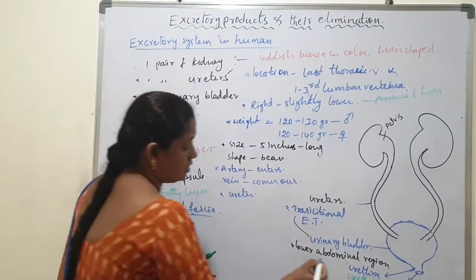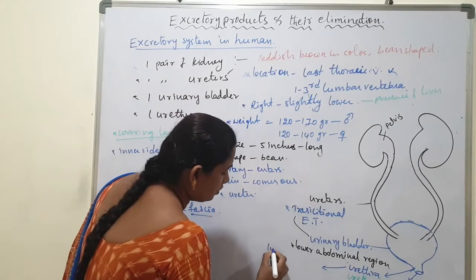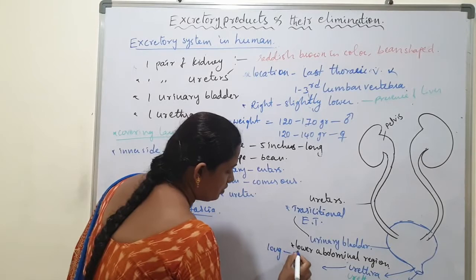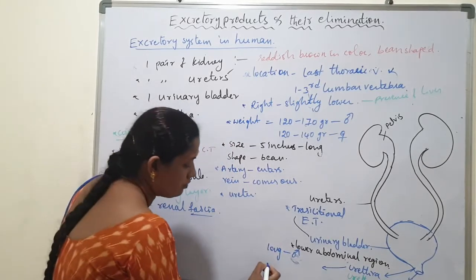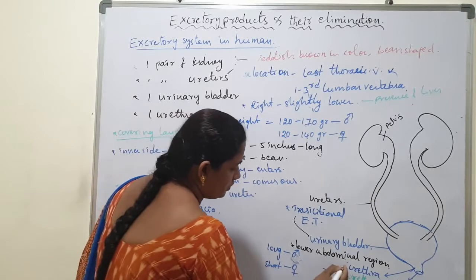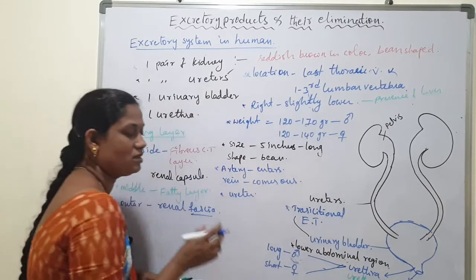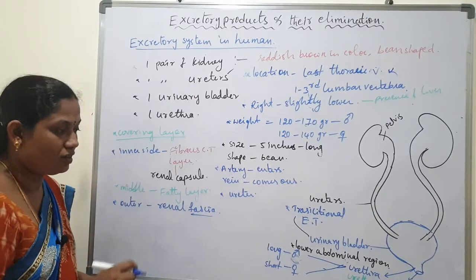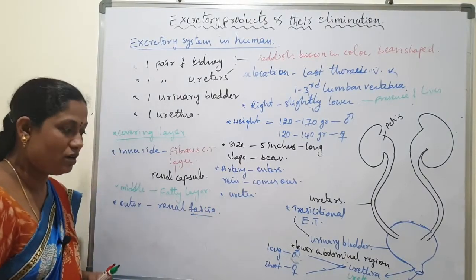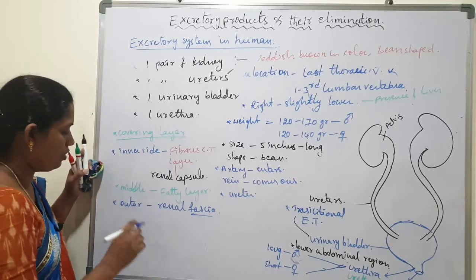Next, the urethra is long in males and short in females. The urethra opens to the outside through the urethral orifice.